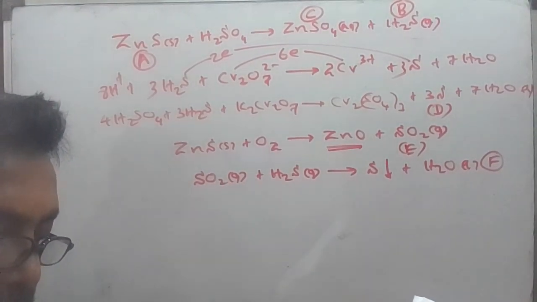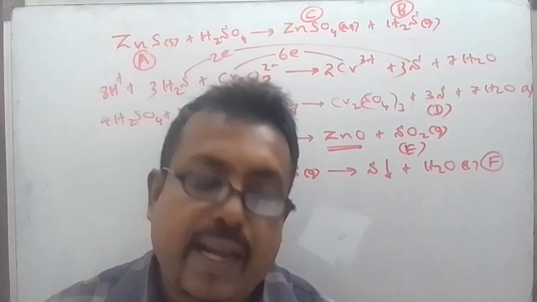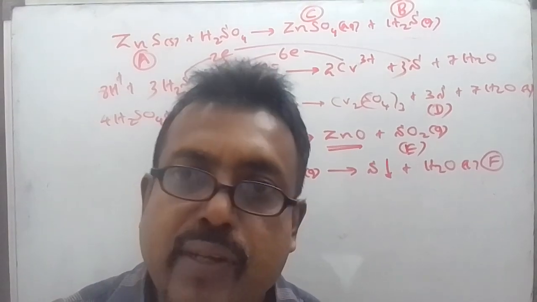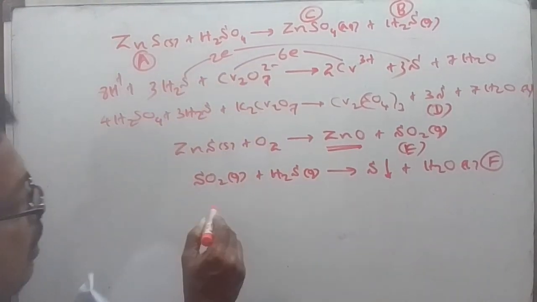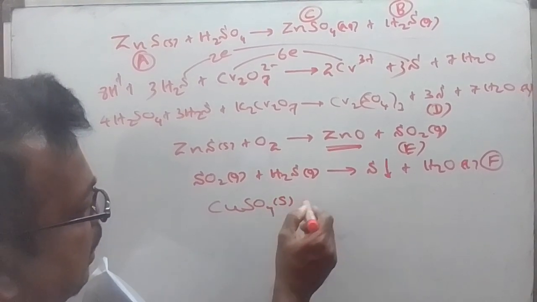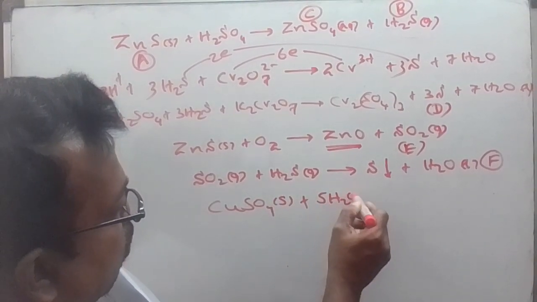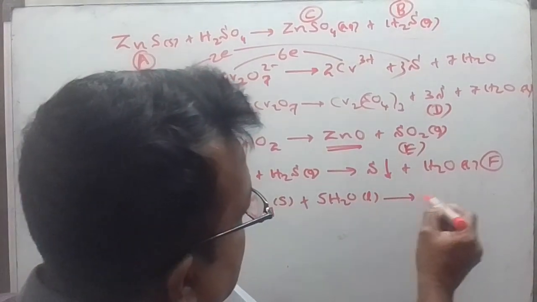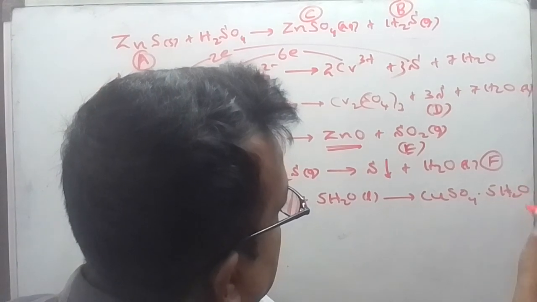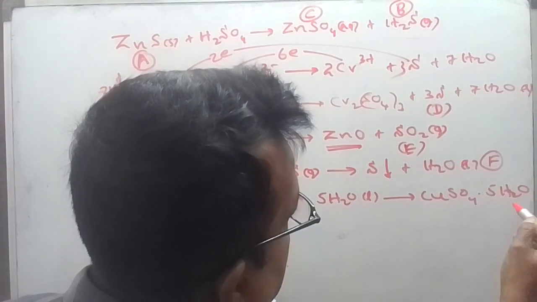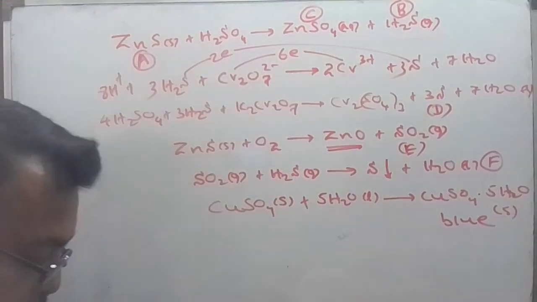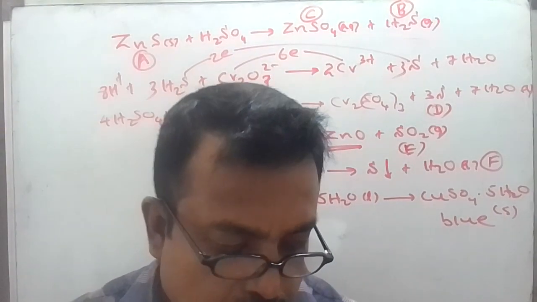Anhydrous copper sulfate turns blue when water is added. You can write the reaction for this: CuSO4 solid plus 5H2O liquid gives copper sulfate pentahydrate, that is solid. It is blue.